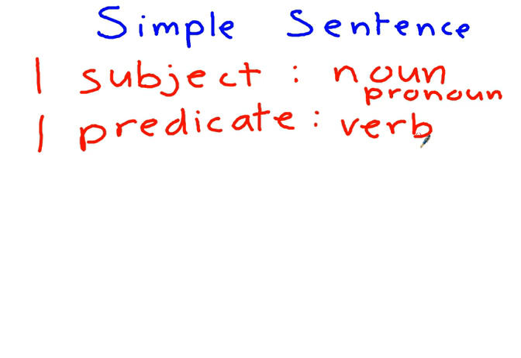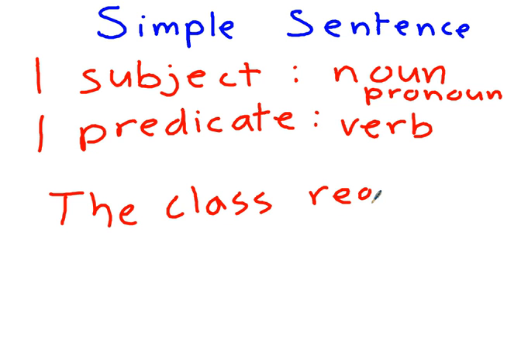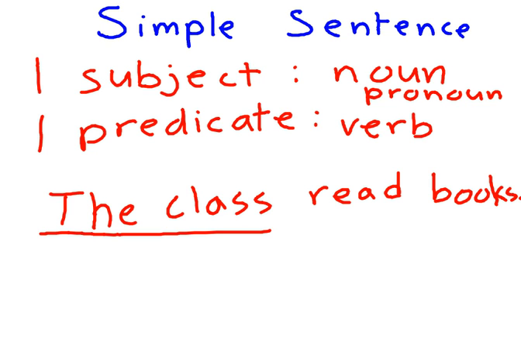So, an example of a simple sentence would be something like, the class read books. Okay, put my period right there. Now, what is the subject of this sentence? Who can tell me what the subject of this sentence is? What is it? Class. Not just class. The class. It's everything leading up to the verb. The class.